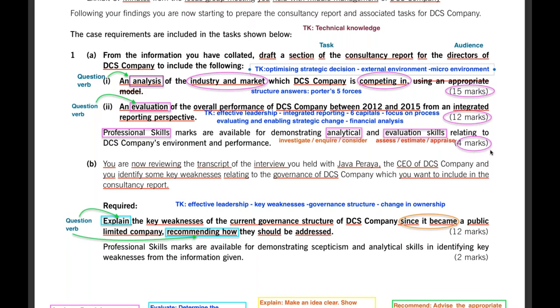4 marks for that. So eventually, if you can get at least the professional skills, you may be able to get 2 or 3 marks.